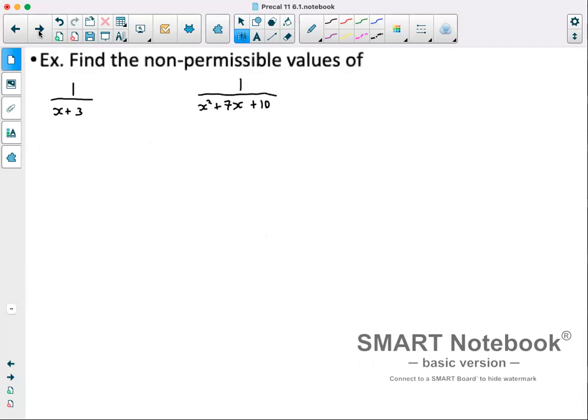So for example, find the non-permissible values of 1 over x plus 3, and we also have 1 over x squared plus 7x plus 10. Now this first one, we can't really factor. We can come up with our non-permissibles from this one because we know if we put negative 3 in for x, that's going to give us 0 in our denominator. So therefore, non-permissible would be x cannot equal -3.